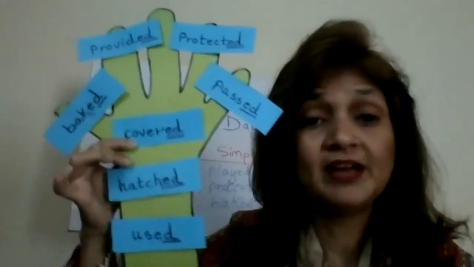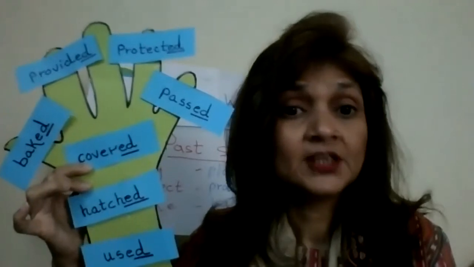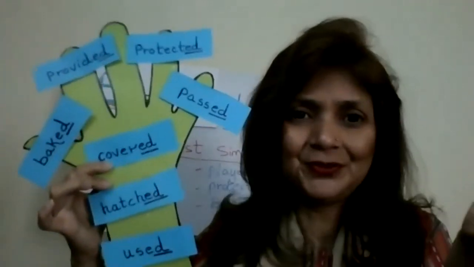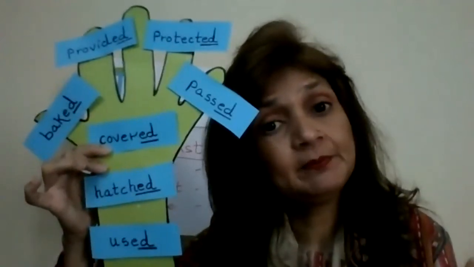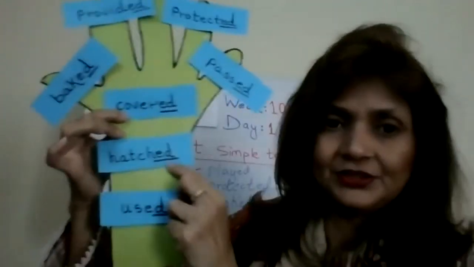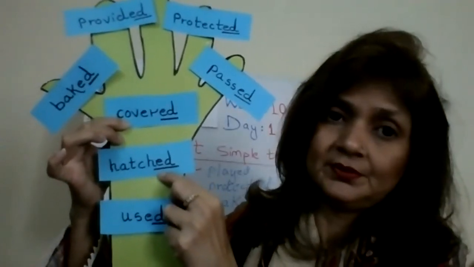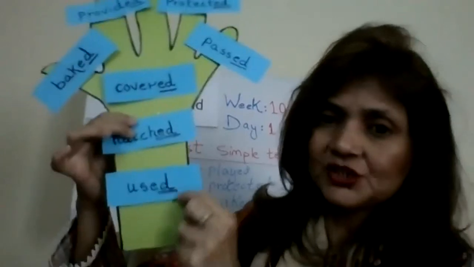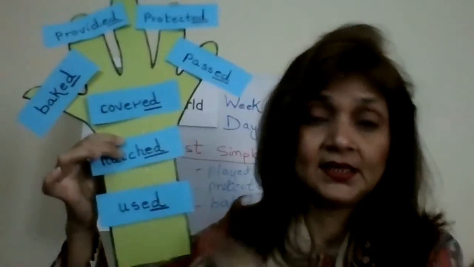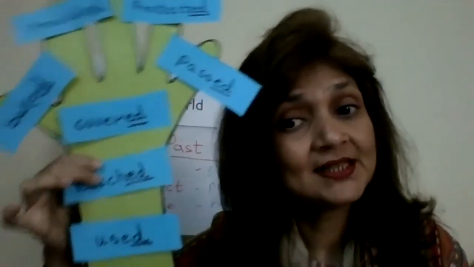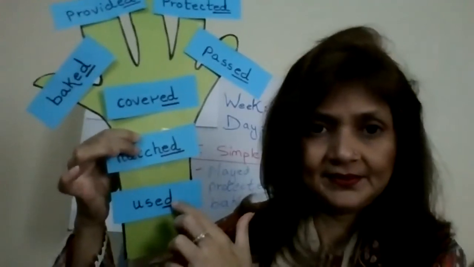Okay. Now, same goes for hatch. What is the meaning of hatch? Hatch means when the chick comes out from the egg, right? That is hatching. Now, in order to make it past tense, what do you have to add? You have to add E and D both, right? Again, the next word is use. The spelling of use is U-S-E. Now, in order to make it a past tense word, what will you add only? You will add a D here.